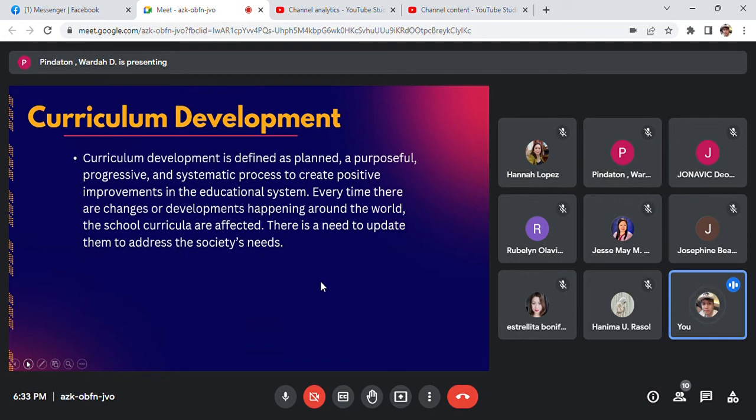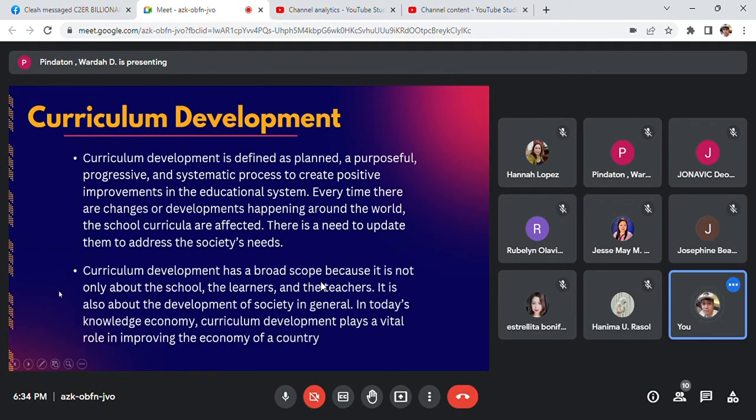Now, let's proceed to curriculum development. Curriculum development is defined as a planned, purposeful, progressive, and systematic process to create positive improvements in the educational system. Every time there are changes or developments happening around the world, the school curricula are affected. There is a need to update them to address society's needs.